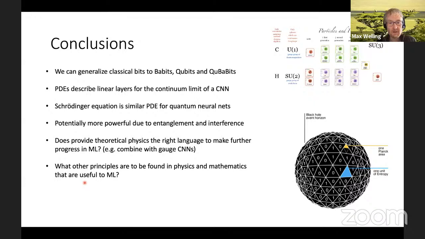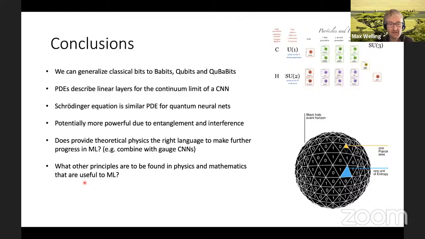Now this is potentially more powerful due to this entanglement and this idea that you can do a heavy parallel computation. Basically, you can think of this as a parallel computation over all these different possible states, an exponential number of possible states. It's known that not everything can be sped up, and it's certainly not known whether this new power will give us better models in machine learning.